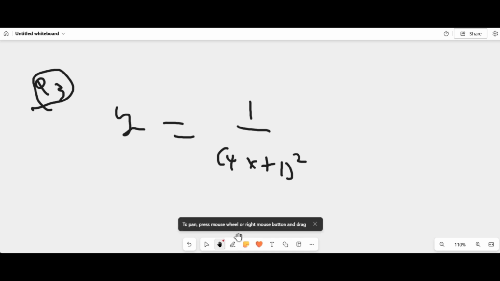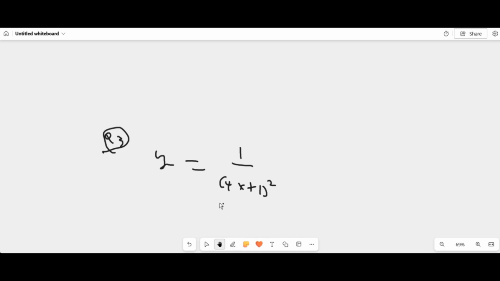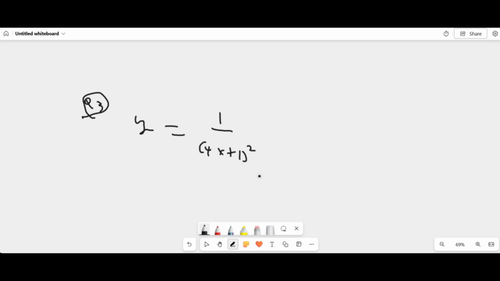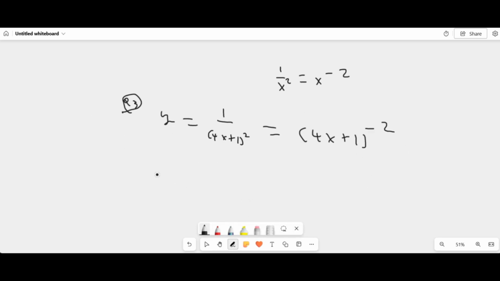Alright, safe. Let's do that then. So that's obviously going to be equal to what? If you can clock by now, I said that 1 over x squared was equal to x to the power minus 2. Minus means 1 over. The power indicates the power that's underneath. So this is just going to be (4x plus 1) to the power minus 2. Alright, cool.